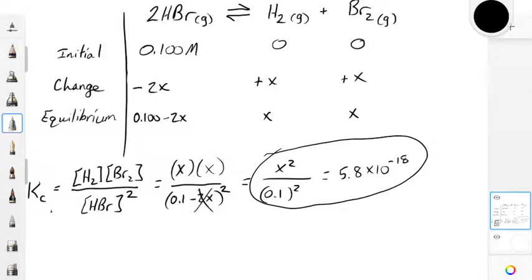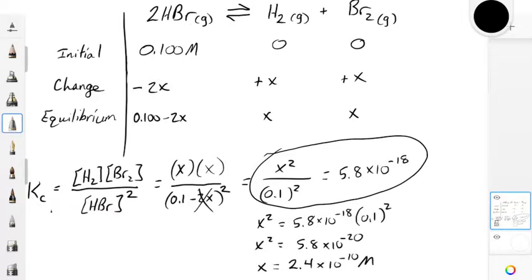Now we just have to solve this expression for x. Now we have a value for x, 2.4 times 10 to the minus 10 molar. And now we can take this value and plug it back into the terms that we have for our equilibrium row.